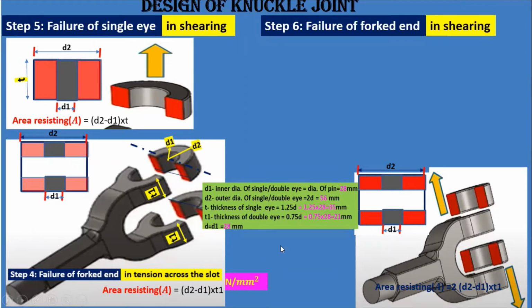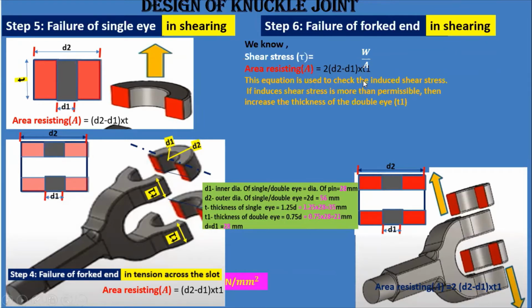Be careful there. Now if you see here, shear stress is equal to load upon area. The resisting area is twice D2 minus D1 into T1. Then this equation is used again to check the induced shear stress. If the induced shear stress is less than the permissible, it means that, in that case, the thickness of the plate you have to change it. But we'll just see the example here.